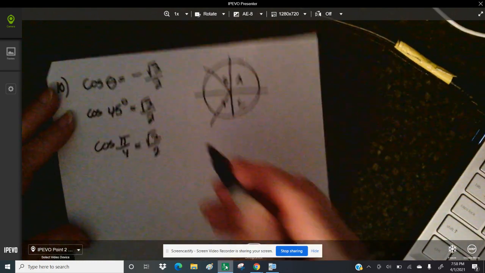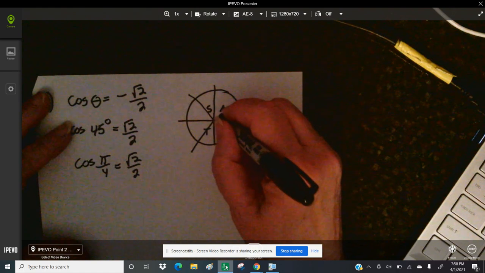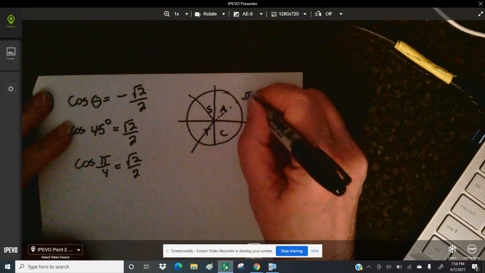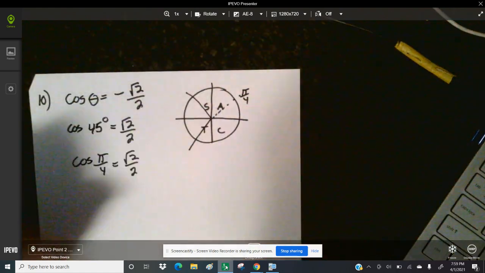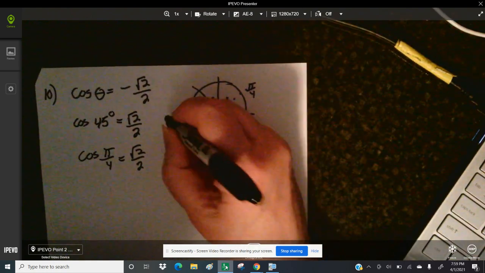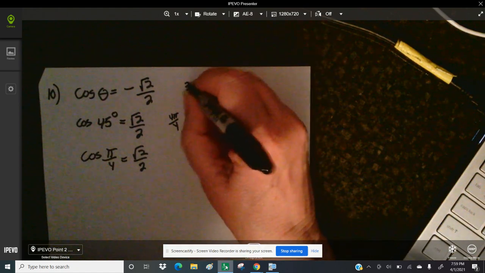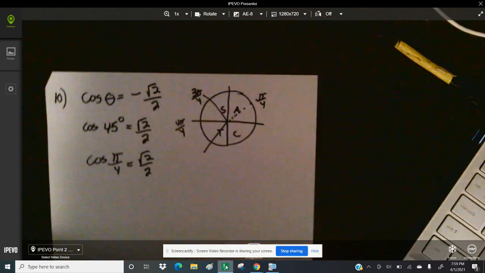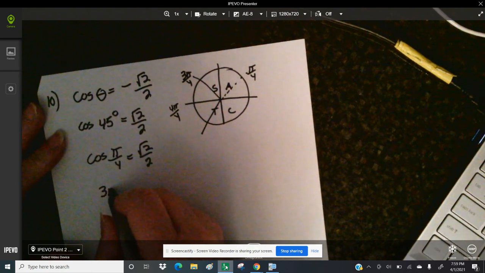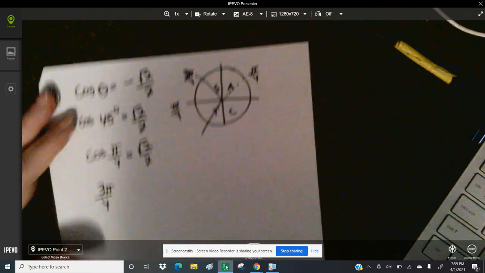So I know that if this is going to be pi over 4 in quadrant 1, then this would be 1. Well, then this here would have to be 4 pi over 4, because if I go all the way around, it'd be 4 pi over 4. So I know that this would be 3 pi over 4. So one of the answers would be 3 pi over 4. That's where the cosine would be negative square root of 2 over 2.